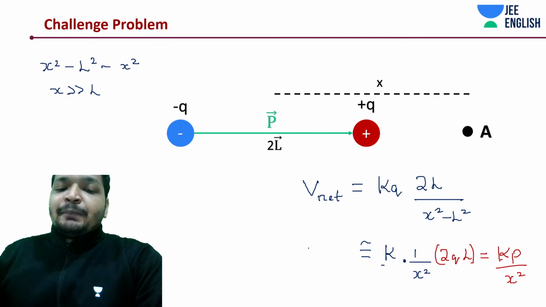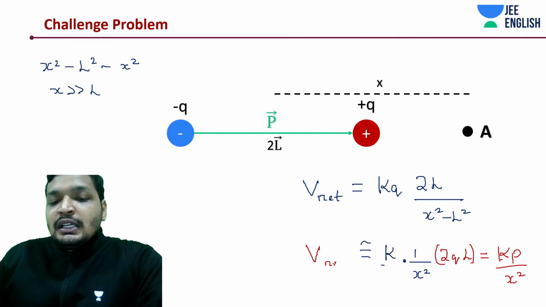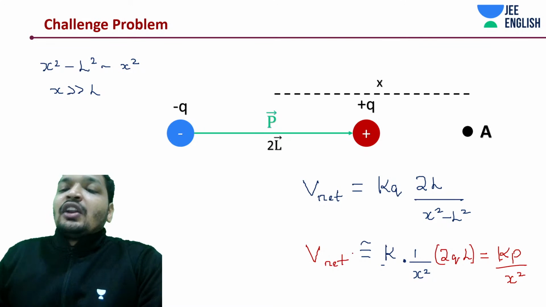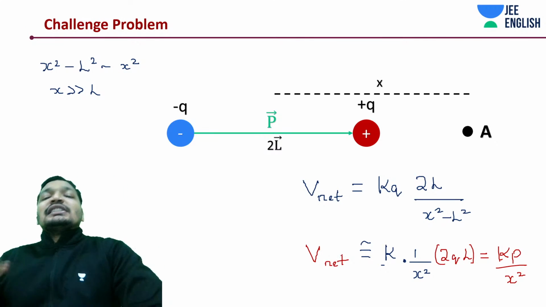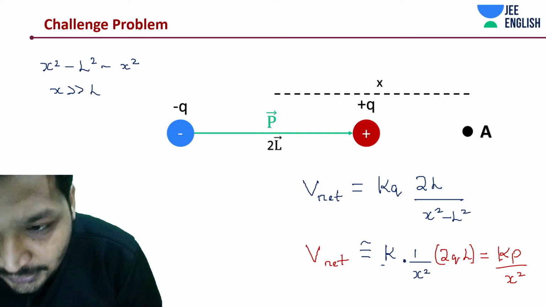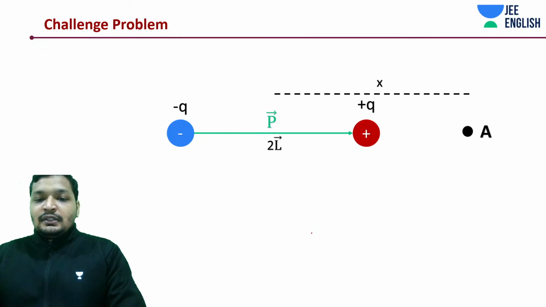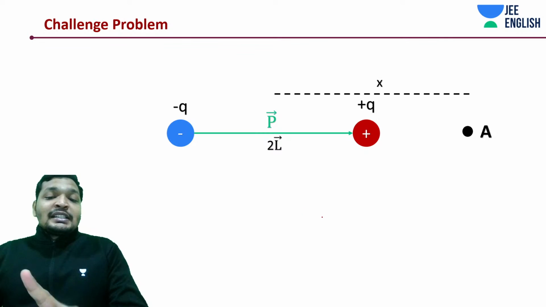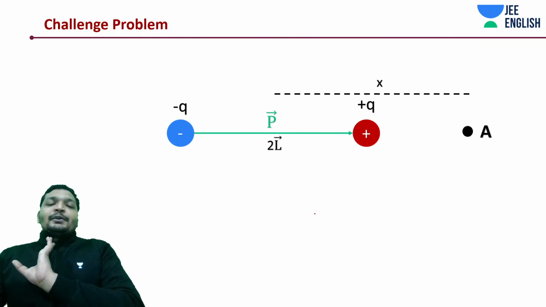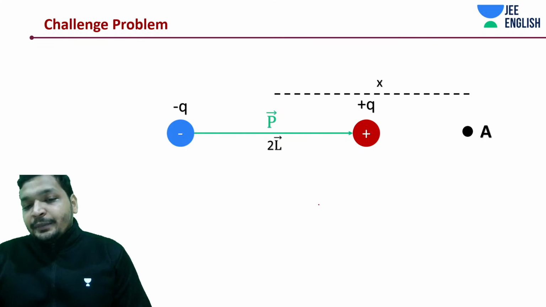This is the net potential, students. This is the net potential on a point on the axis to the right, given the dipole system is like this. Okay, given the dipole system, it totally depends upon the dipole system. I'll tell you why.